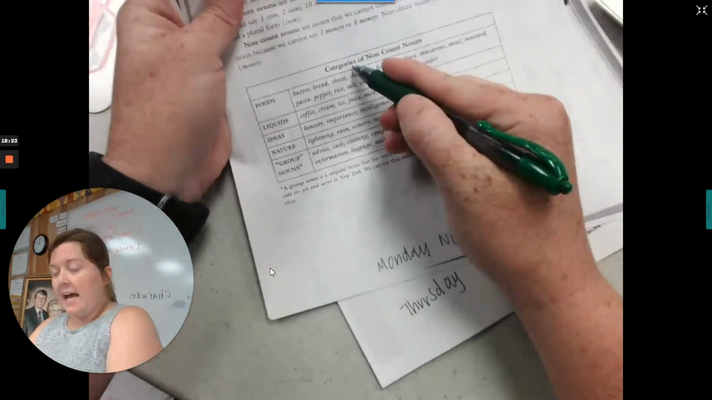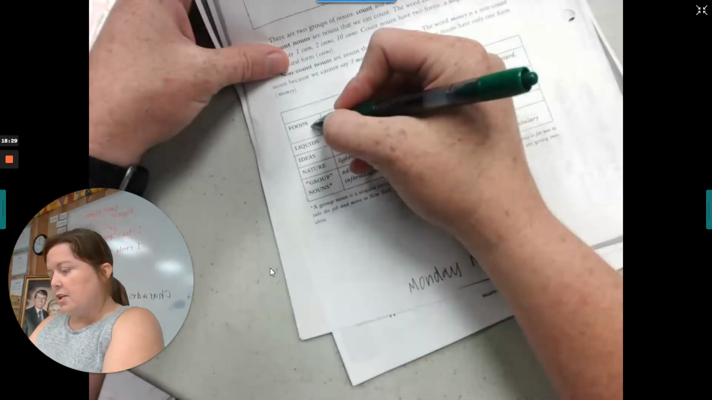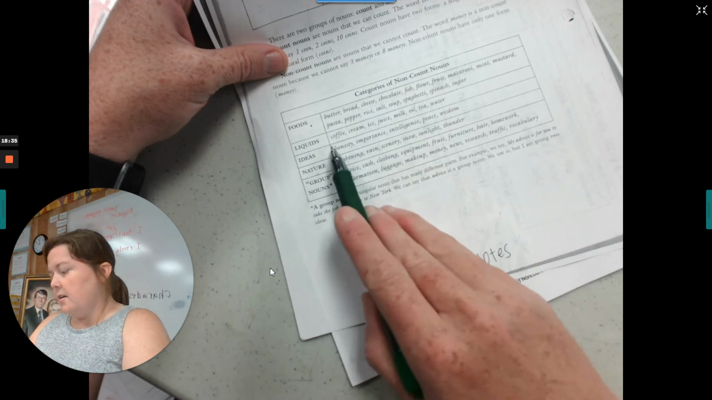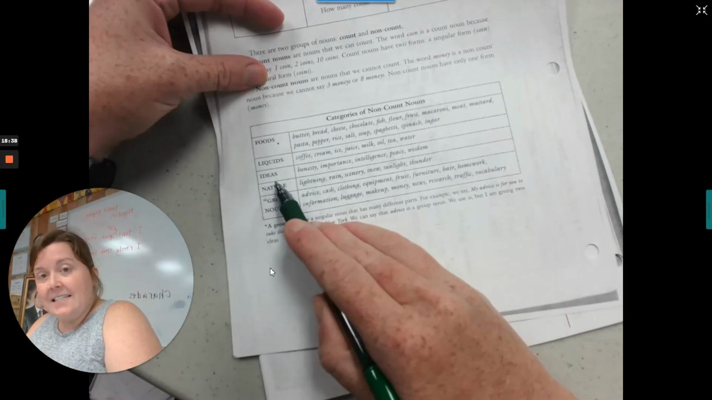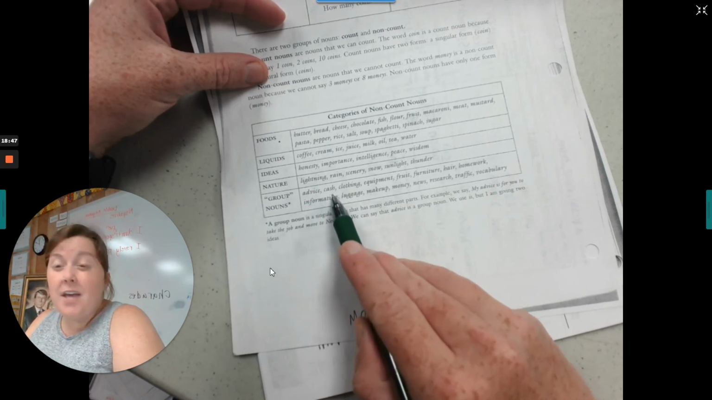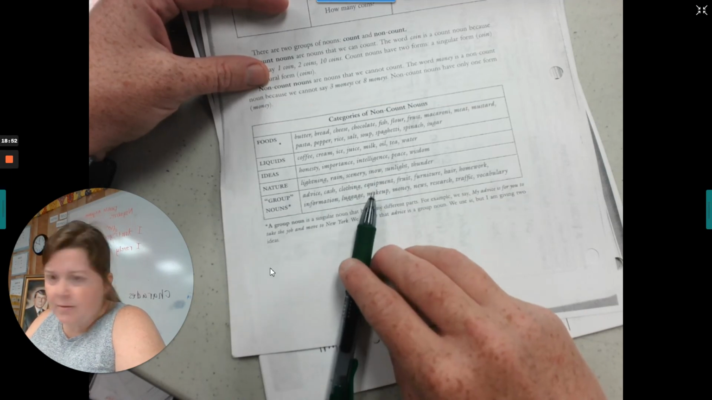The categories of non-count nouns. So this might help you remember what's a count noun and a non-count. Foods, butter, bread, cheese. Okay, liquids, coffee, cream, ice, juice, milk. Ideas, nature, and group nouns like advice, cash. Oh yeah. Okay, so cash, right? Money. We don't say monies. It's a non-count noun. We only say, "Ooh, I need some money," right? Just like in Spanish, you don't say dineros. Necesito dineros. No, you just need money, not monies. All right, so that's a non-count noun.